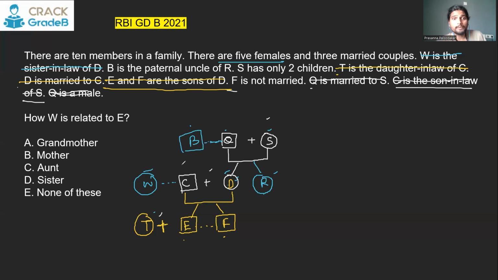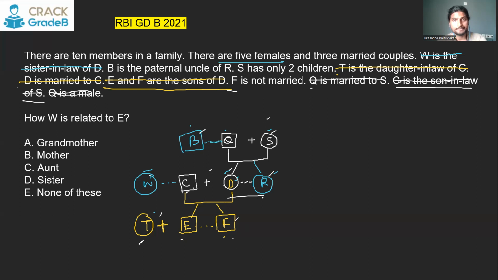W is the sister-in-law of D. So yes, W is the sister-in-law of D. B is the paternal uncle of R. Yes, B is the paternal uncle of R. S has only 2 children. Yes, S has only 2 children, D and R. T is the daughter-in-law of C. Yes, T is the daughter-in-law of C, C's son's wife. D is married to C. Yes, D is married to C. E and F are sons of D. Yes. F is not married. Yes, F is not married.